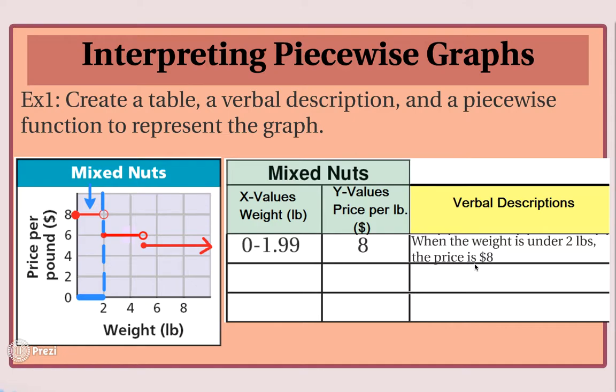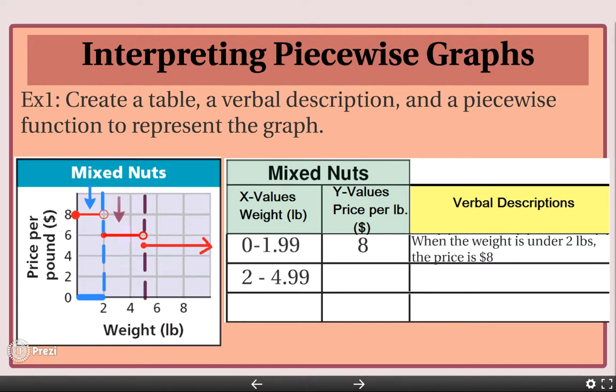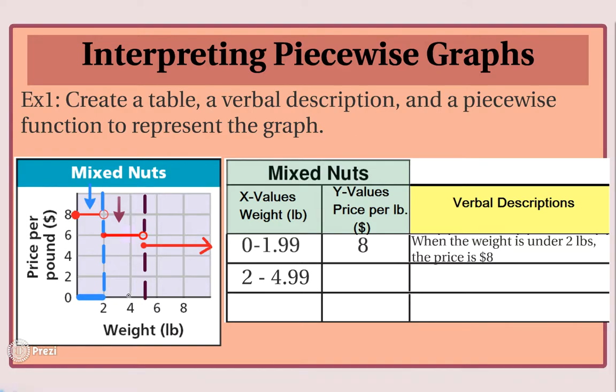Now let's talk about our next function, which is this middle function right here. Okay, our next interval is between these two dashed lines, between the blue and the purple dashed lines. So this interval occurs from 2 all the way to 4.99.